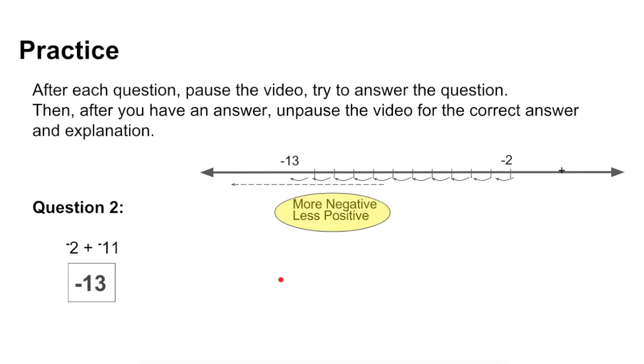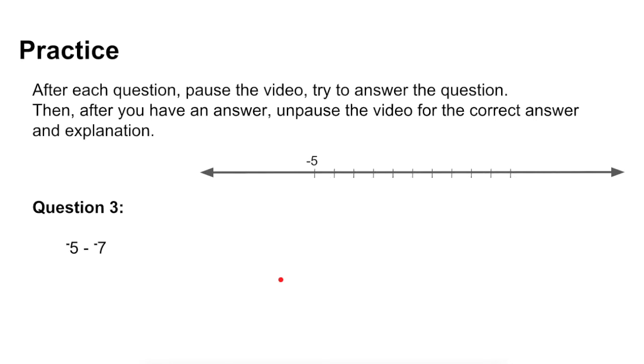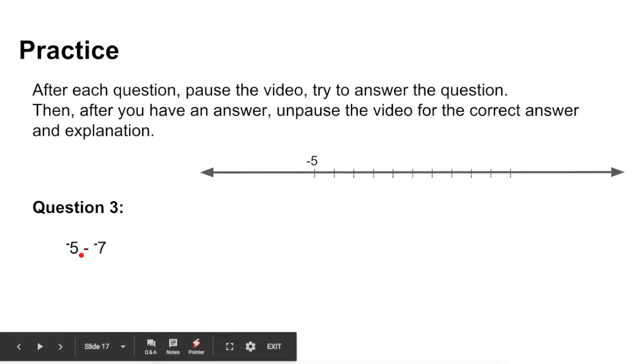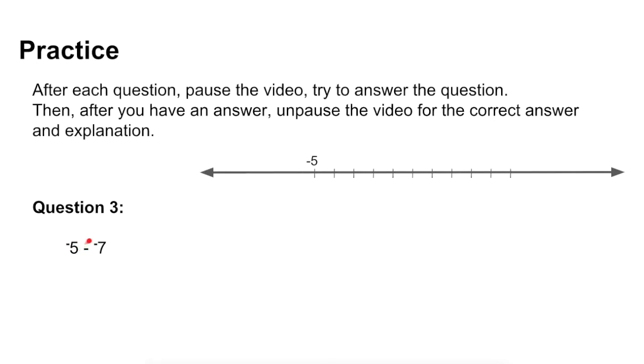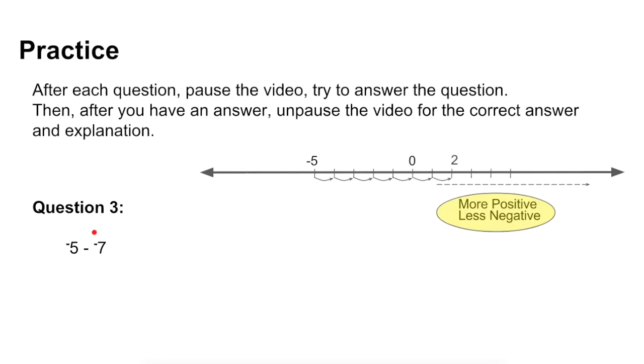Okay. So the next one, question 3, negative 5 minus negative 7. The first thing we have to do is we have to think, if we're at negative 5, what are we doing? Are we getting more or less, positive or negative? So here this says we're getting less negative. Well, less negative is the same thing as more positive. It means we're moving to the right. So we're starting at negative 5. And we have to go 5 spots to get us to 0. And then 2 more spots to get us to positive 2. So negative 5 minus negative 7 is positive 2. Remember, the key here was figuring out which direction to go.